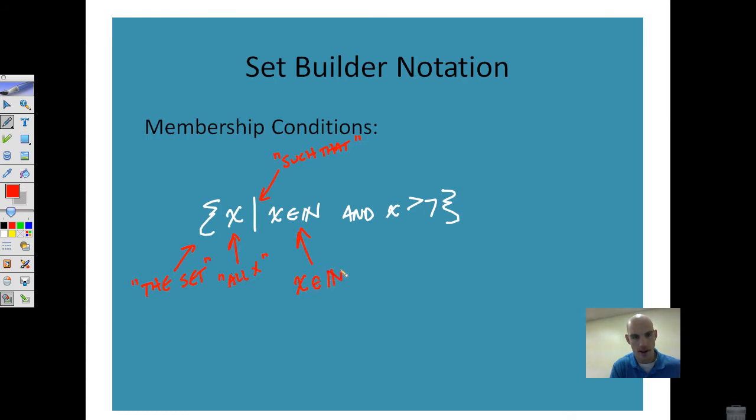So this is the set of every member x, whatever x happens to be, such that x is an element of N and x is greater than 7. What this would look like: x has to be a natural number that's greater than 7. So this set would actually look like 8, 9, 10, and so on. These are the actual elements of the set.